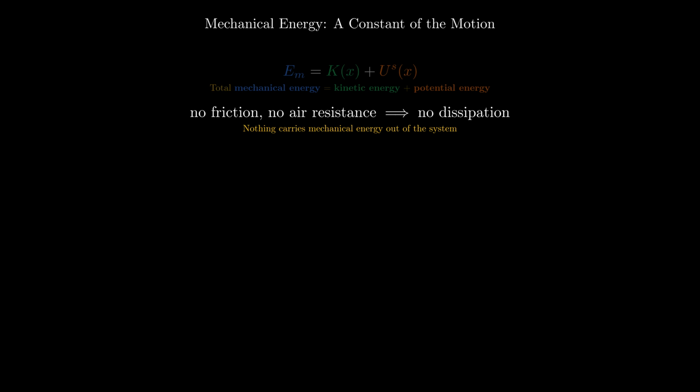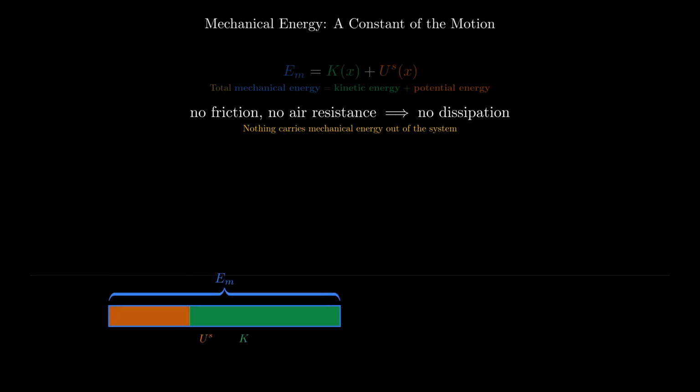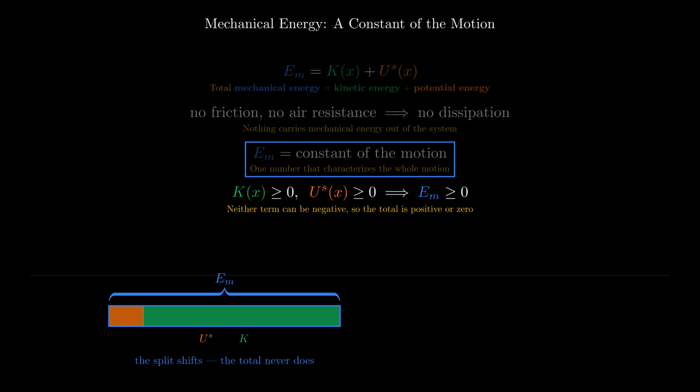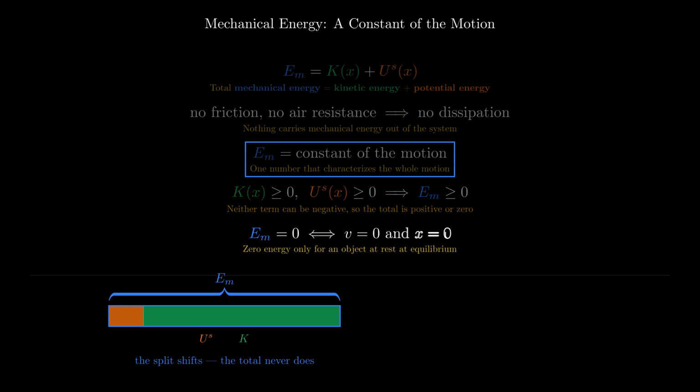Suppose the spring object system loses nothing to friction or air resistance, then no mechanical energy leaves the system, and E stays constant for the entire motion. It is a constant of the motion, one number that characterizes everything. With our 0 point at equilibrium, both K and U are never negative, so E is positive or 0, and E equals 0 only in one situation, the object at rest, sitting at equilibrium.